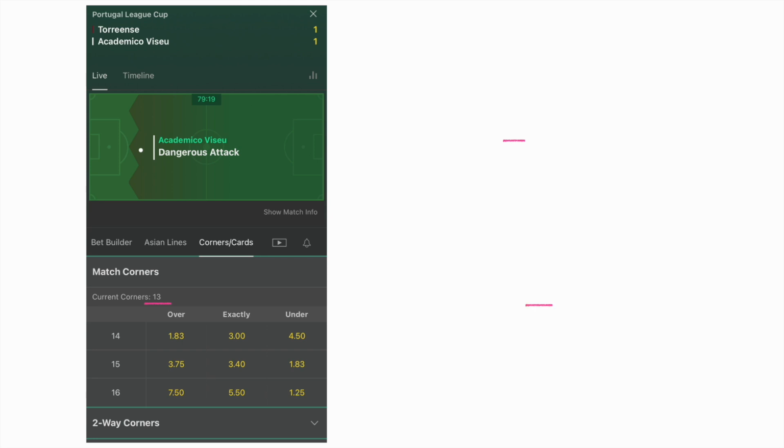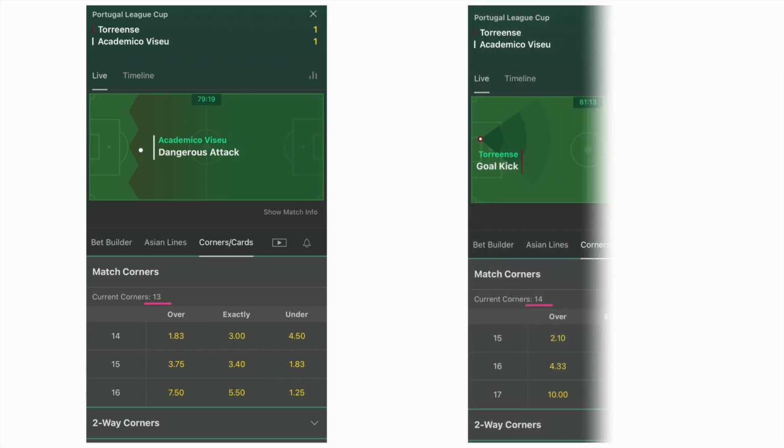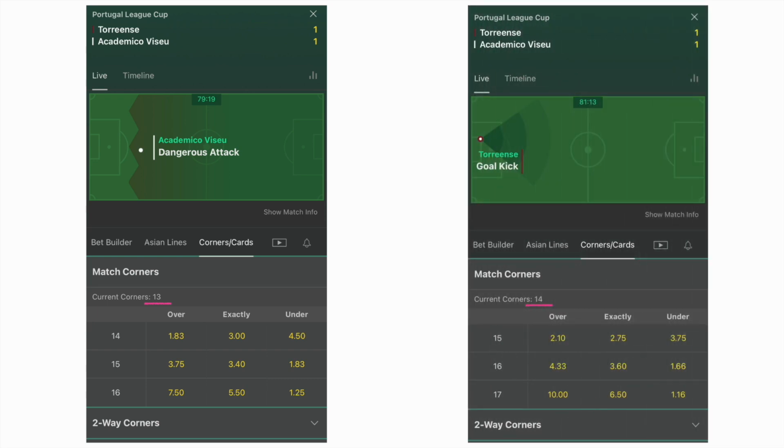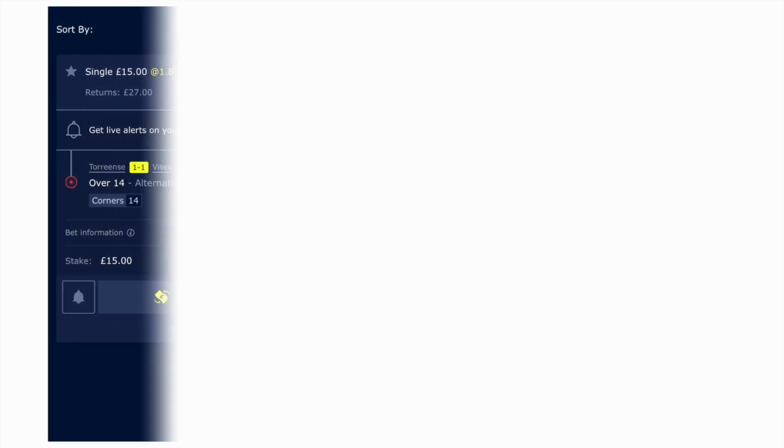We've got, ignore those little pink bits, I'll show you in a minute what they are. Oh, that sounded terrible. Current corners, 13. You can see that we've gone up already, and it's still 1-1 in the 80th minute. And then the 81st minute, we've got 14 corners, and you can see that we've still got a long time in the game left, and over 14 isn't even appearing on the offerings in the second screenshot because the odds would be so short for it in the 81st minute.